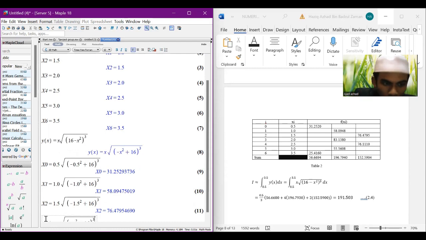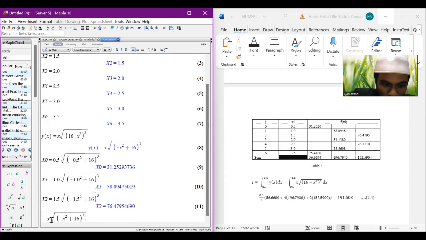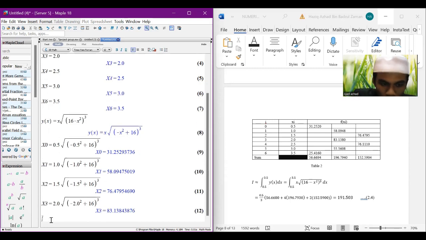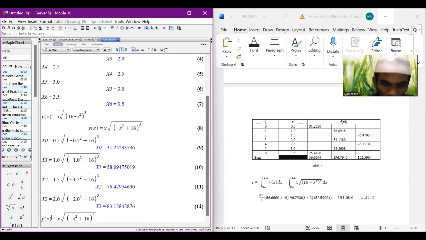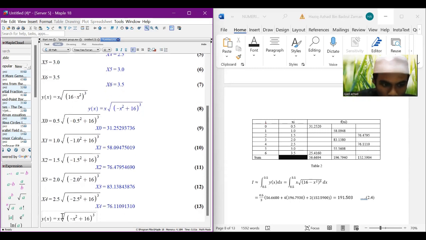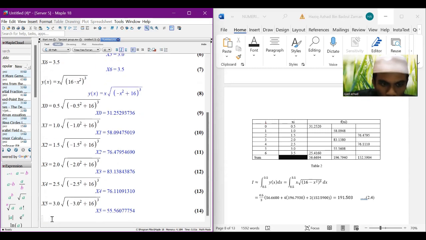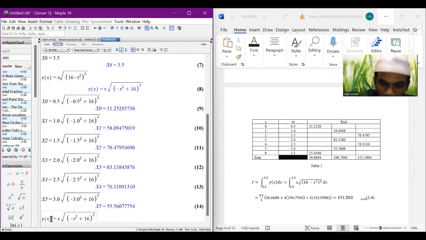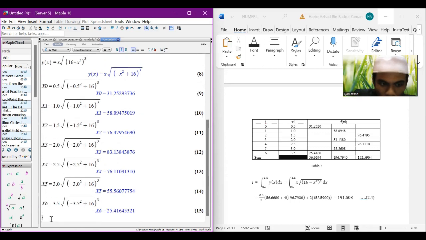Then x3, x4, x5, and finally x6 equal to 3.5.